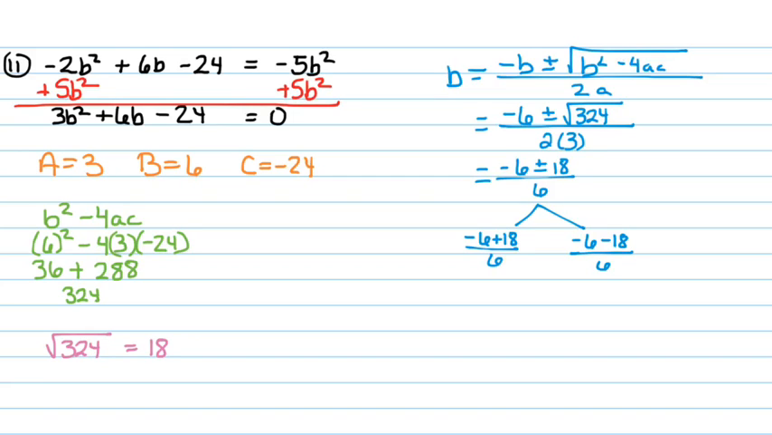Negative 6 plus 18 is going to be 12. 12 divided by 6 is going to give me 2. And then negative 6 minus 18 is going to give me a negative 24. When I divide that by 6, I end up with a negative 4. So my solution in this one is a negative 4, comma, a positive 2.